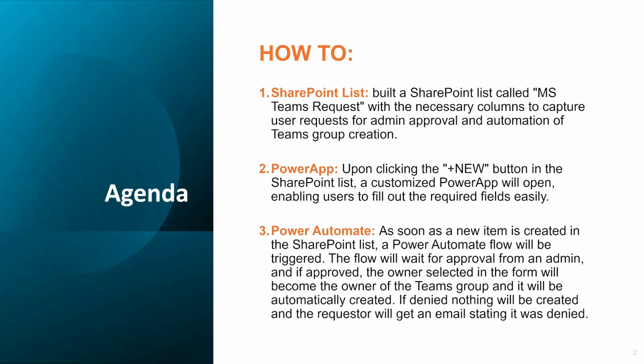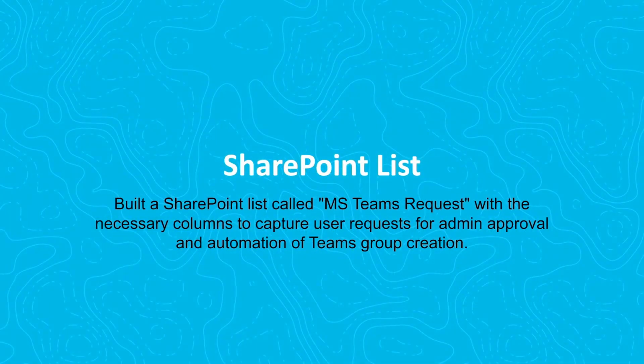We will utilize SharePoint lists for user requests, Power Apps for easy form completion, and Power Automate for automated approval and instant team creation. This ensures ease of use and workflow efficiency for all stakeholders. Here we built a SharePoint list called MS Teams Request, where we have customized columns to streamline user requests. This allows for both admin approval and automated creation of Teams groups, enhancing our user engagement and productivity.